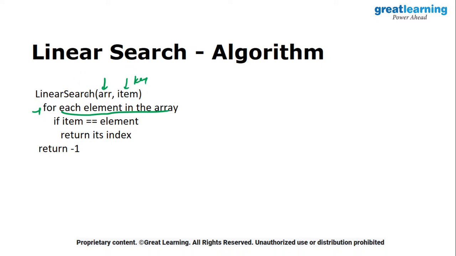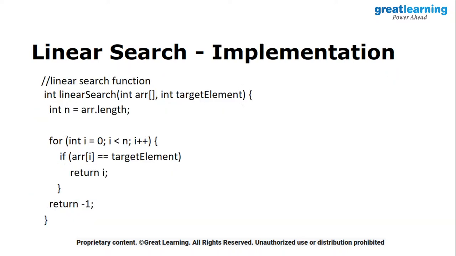Now you will traverse for each element, then you will be checking your item with the element. If you found it, you will return the index, else you will be returning minus one. Simple. Okay, cool. So now let's move on to the implementation. The implementation is simple: you are returning either the index or minus one, so the return type should be int.